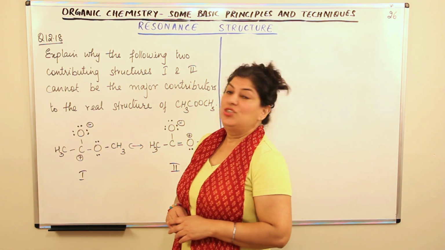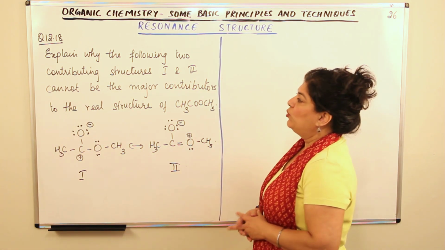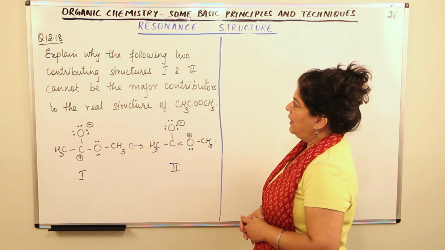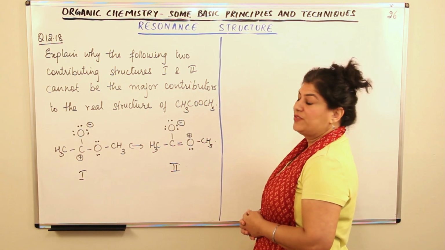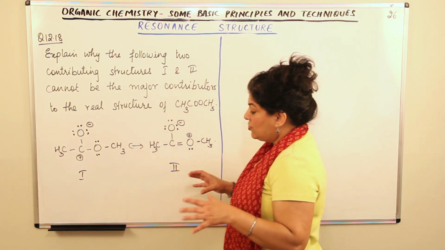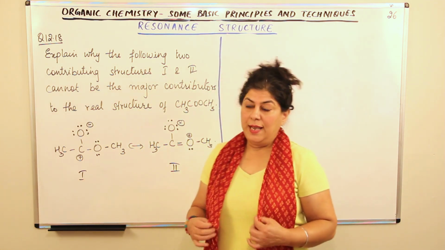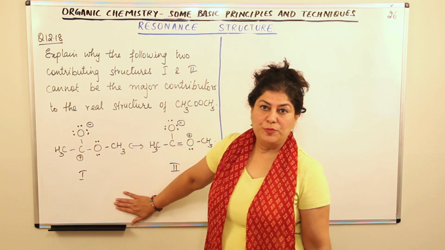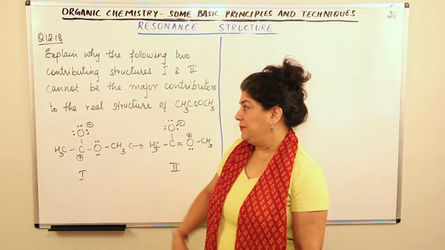This is question 12.18. The question reads, explain why the following two contributing structures, 1 and 2, cannot be the major contributors to the real structure of CH3COOCH3. You know, for any structure to be a major contributor, it should be more stable. And if these two are not major contributors, it means that they are less stable. There is some reason why these are less stable.